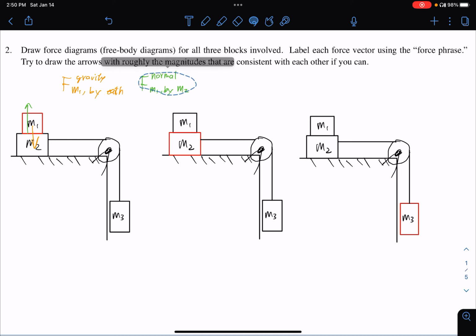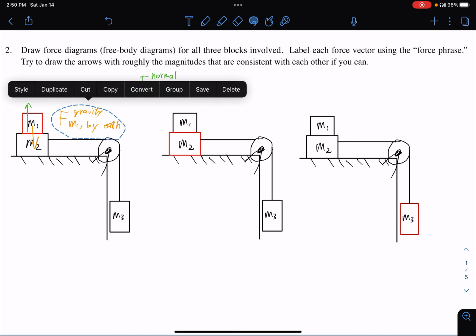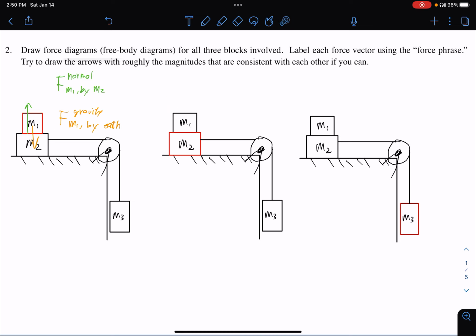The M2 block will also give another force on the M1 block, which is the friction. Because there is friction and they are not sliding against each other, there must be a horizontal force acting on M1 to pull it to the right. That makes it move along with M2. So let's use this horizontal force to represent the friction. It is acting on M1 by M2, and it is a friction. So these three forces are the forces acting on M1.